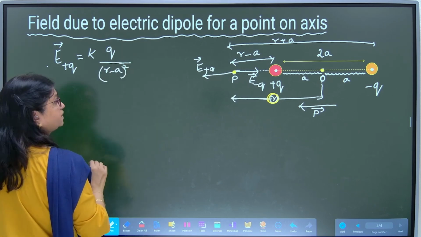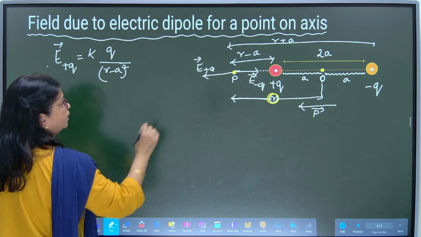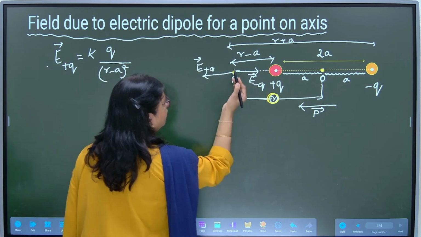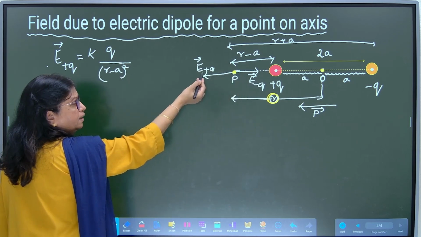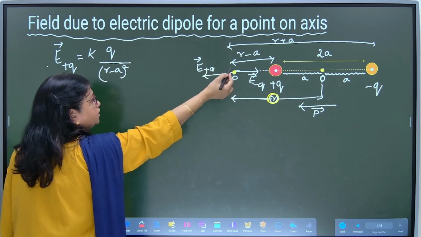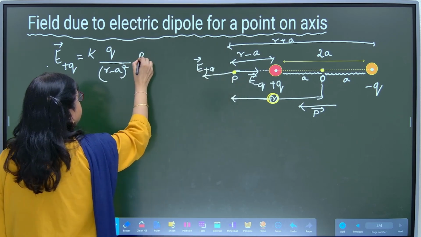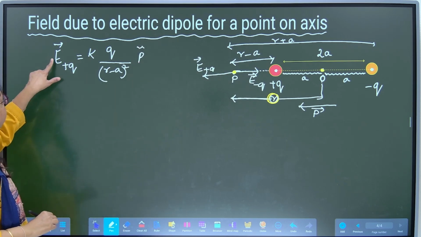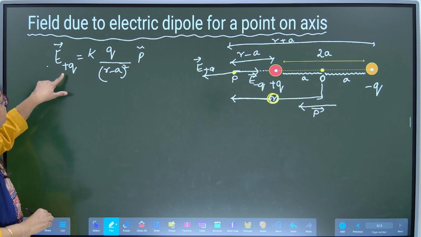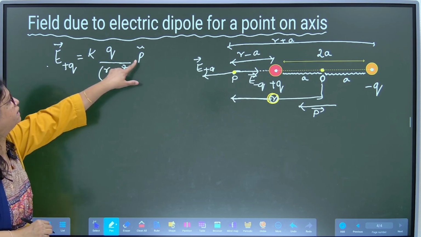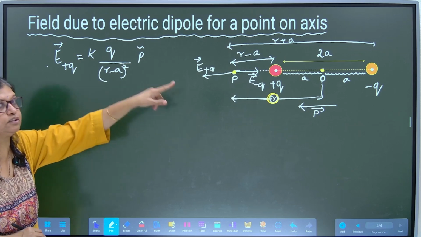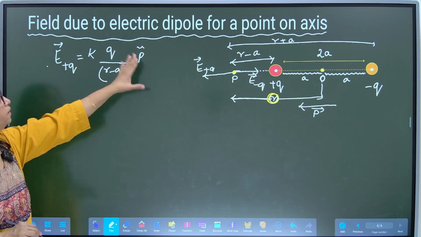Now here, the direction, how do we write? See, what is the direction of P arrow? This way. What is the direction of E plus Q, that is the electric field due to plus Q? This way. So I will write it as P cap. What is the meaning of this? The direction of the electric field due to plus Q is the same as the direction of the electric dipole, minus Q to plus Q.